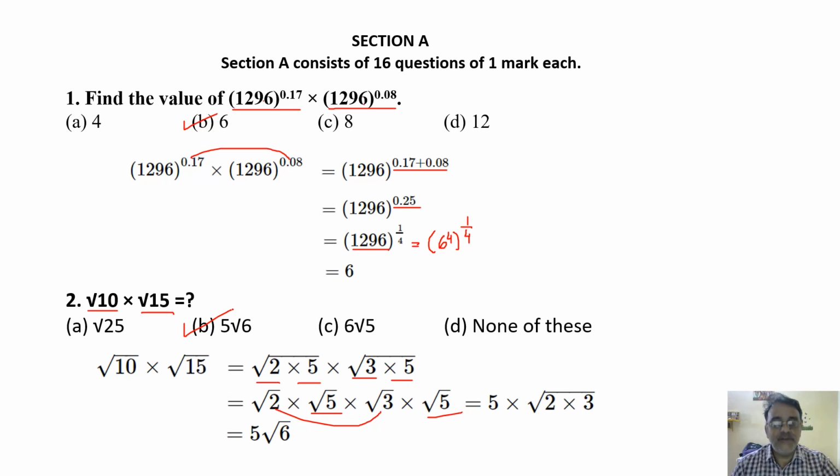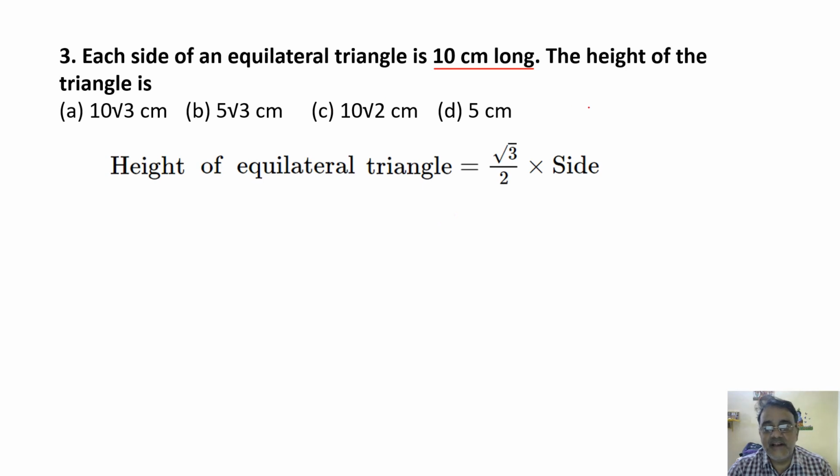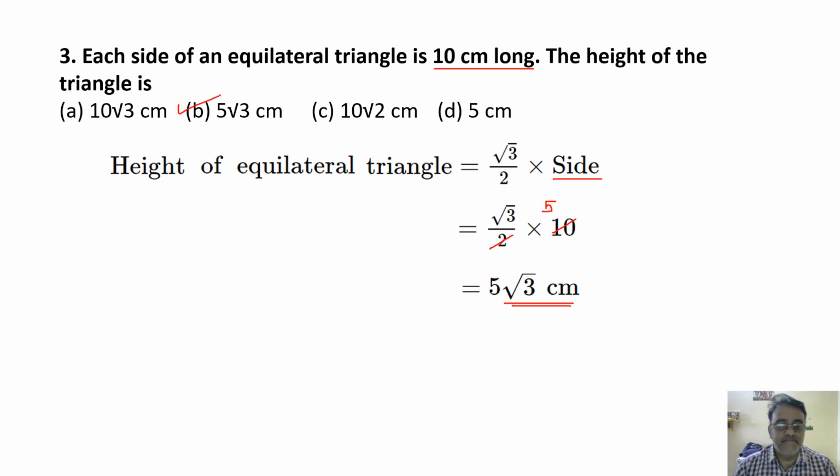Right. So now we are moving toward third question. Each side of an equilateral triangle is 10 centimeter long. The height of the triangle is dash. What is the formula of height of equilateral triangle? Root 3 by 2 into side, right? Good. Height of equilateral triangle is equals to root 3 by 2 into side, and side is given 10. Now 10 you can cancel it with 2, so we are getting 5 root 3 centimeter. So this is the final answer, and the correct option is option B.